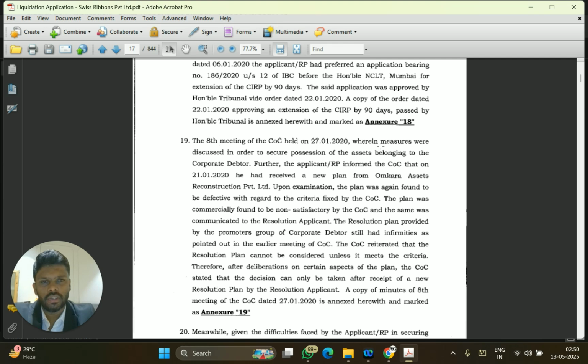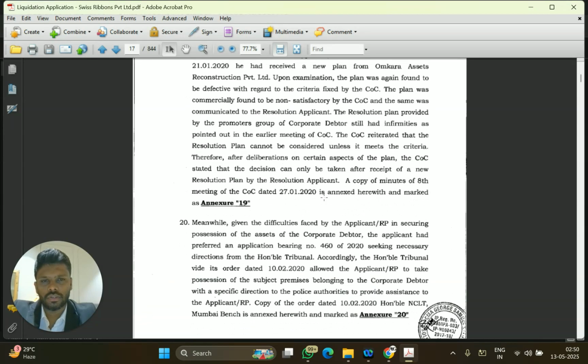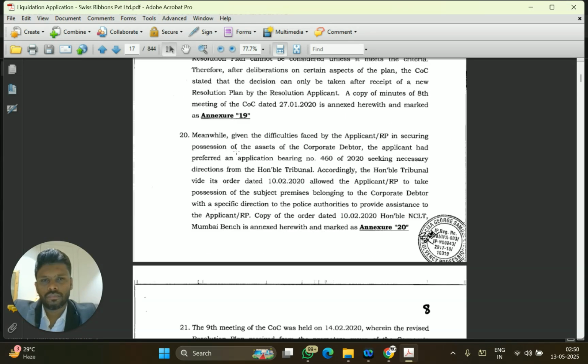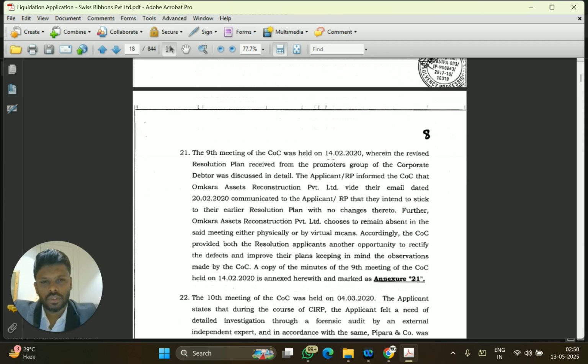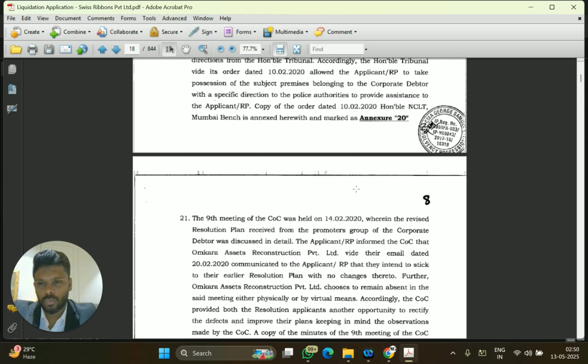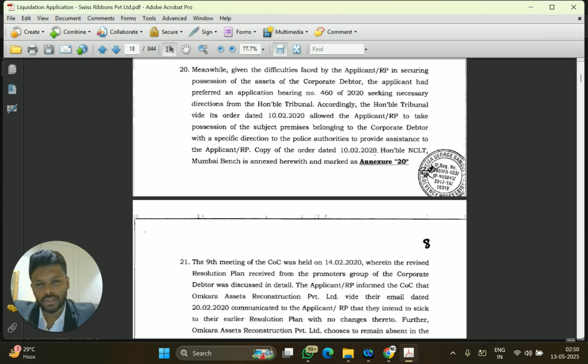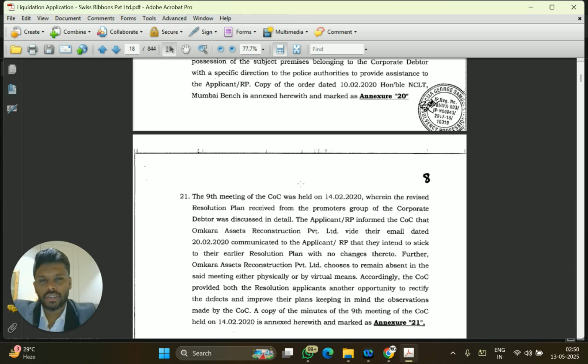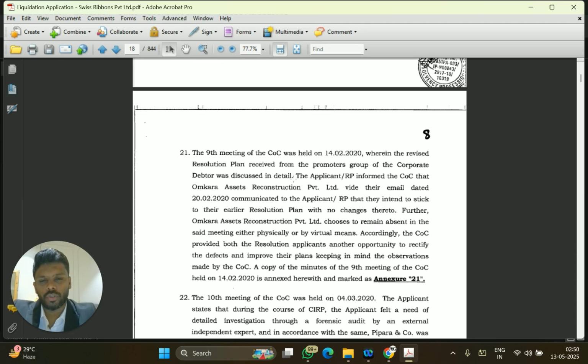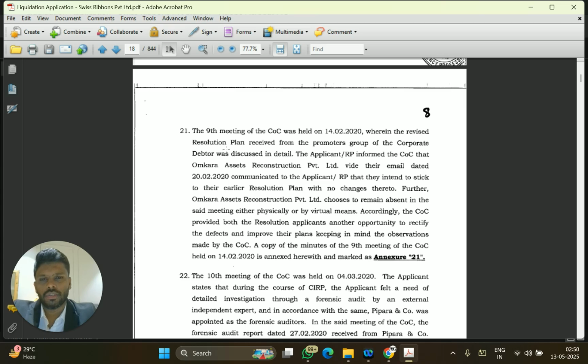In the 8th meeting, measures were discussed in order to secure the assets. These are different deliberations. These are all issues that the RP was facing during the CIRP and the measures that he took in countering those issues and all incidental things. All of these details have to be elaborately put into the liquidation application properly.